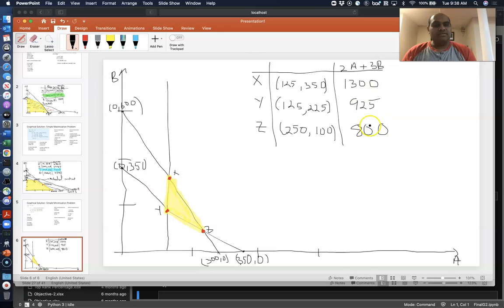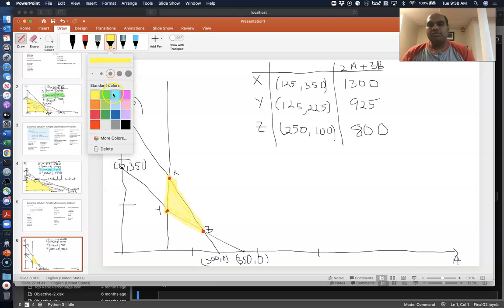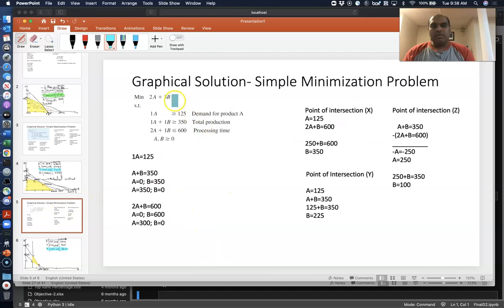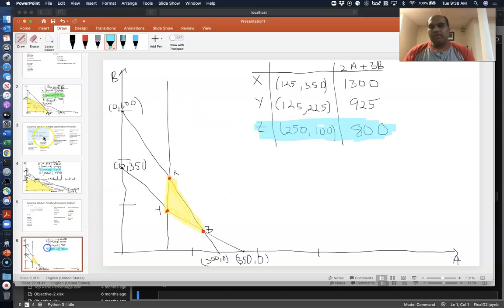Right. And these are the total cost values, and based upon this, obviously the optimal solution is this value here, because this is the one that minimizes our total cost. So this is the one that gives us the minimum value of cost, because the objective was to minimize the cost here. Okay. And so our optimal solution is to make 250 gallons of compound A, 100 gallons of compound B, and this will cost us $800, which is the cheapest way of producing everything and satisfying all our constraints. So point Z is the best point.